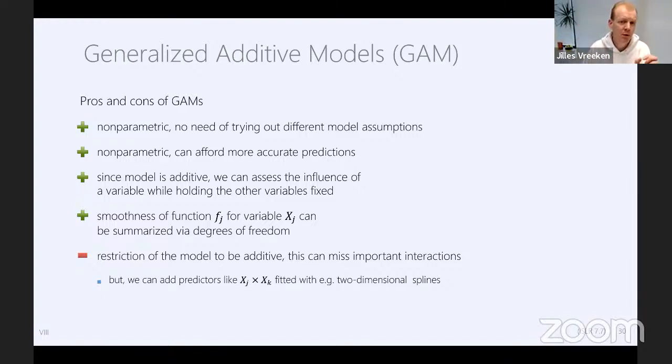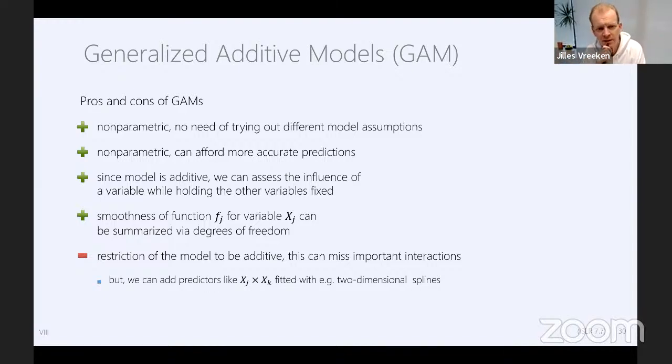Now, one other nice thing about GAMs is that the model is additive, right? F1 of x1 plus F2 of x2, and so on and so forth. That means that we can directly see what is the influence of a variable if all the others are fixed, right? This is what these plots that I showed you. You can really see, oh, wait a second, this is what is going on.